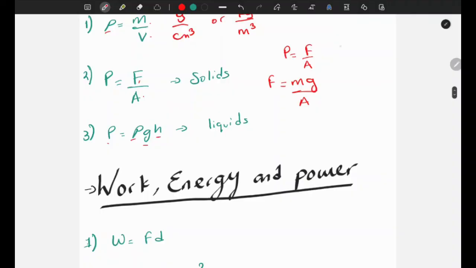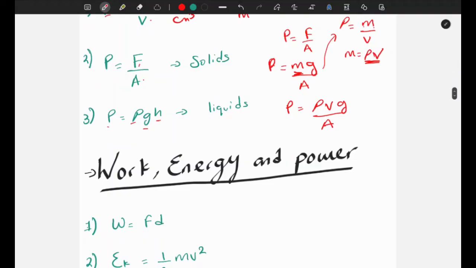And from the density formula, we know that density equals mass over volume, right? So we can rearrange this formula to find mass. Mass would be density times volume. So we can put density times volume over here. So our pressure would be density times volume times gravity over the area.